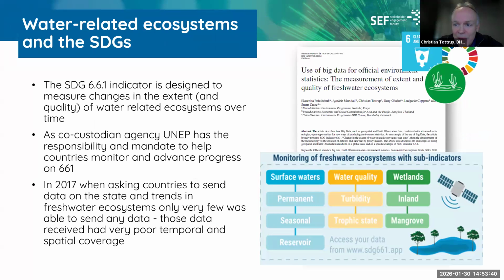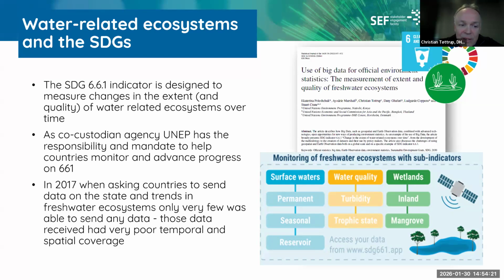And one good example of an indicator where lack of data was quite evident very early on is indicator 6.6.1 on the changes in both the extent but also quality of water-related ecosystems. To make the indicator as informative as possible, it's disaggregated into different sub-indicators related to surface waters, to wetlands, to water quality, and river flow is actually also something that has been added in over time.